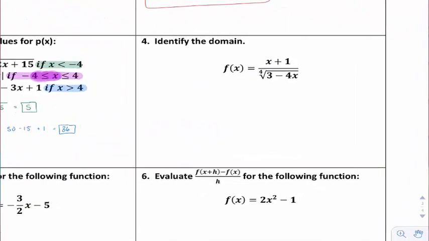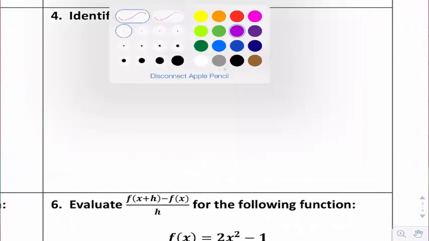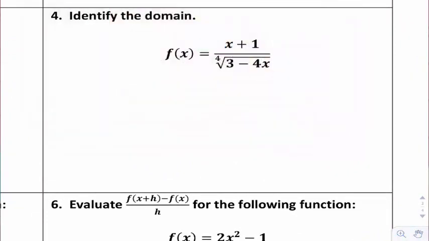So moving on to number 4, identify domain. So again, the only issue we have in this case is this denominator. Two things that we can't have: we can't have our radical equal to 0, and we can't have it negative. So what we're going to do is take that input, 3 minus 4x, set it equal to 0. Let's figure out what that 0 is, and then we'll put it on a number line and test it. So this will be 3 equals 4x, and x is equal to, in this case, 3/4.